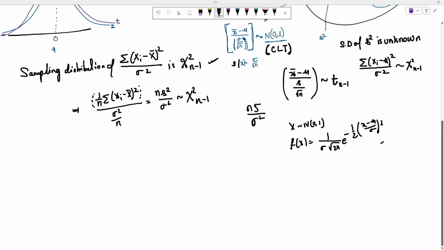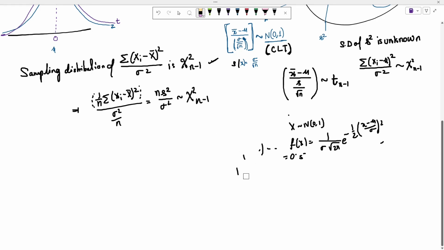And if I know the distribution of this, I can find the bounds for this. This has a PDF, right? So I'll just integrate that PDF, I'll get some particular probability. So this is what essentially we will be doing.